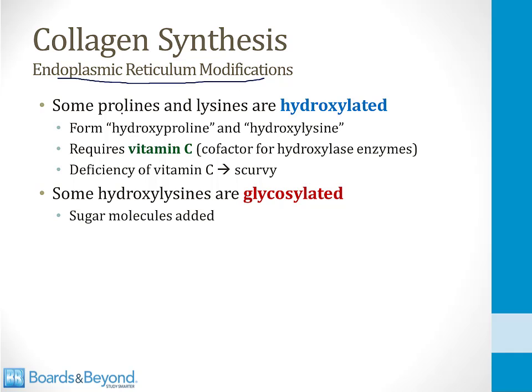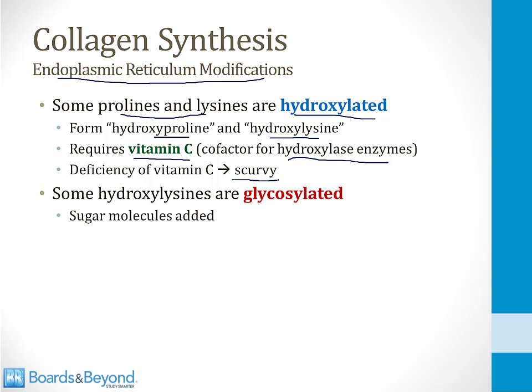First of all, some of the proline and lysine amino acids are hydroxylated. They then become what's known as hydroxyproline or hydroxylysine. This process requires vitamin C as a cofactor. It's a cofactor for the hydroxylase enzymes. And therefore, if you are deficient in vitamin C, you will have problems synthesizing collagen, and this leads to the condition of scurvy, which we'll talk about in a minute.